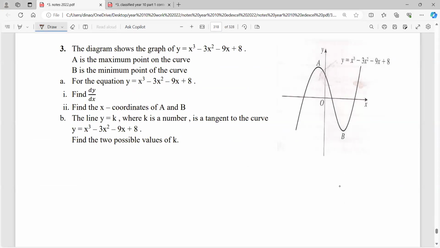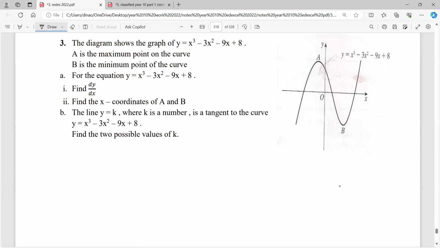Here it says, you can pause and solve. It says the diagram shows the graph, and A is a maximum, B is a minimum. These are very, very important keywords that, as we said, mean the differentiation is equal to 0. Now, question (a)(i) says find dy by dx. I guess now you know how to differentiate. dy by dx is 3x power 2, bring down the power and multiply, minus 1, minus 6x minus 9. This is the differentiation.